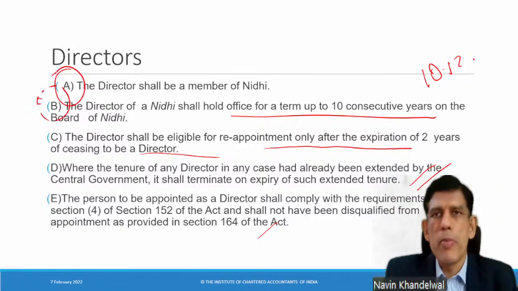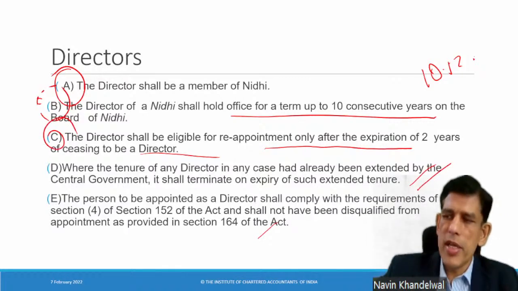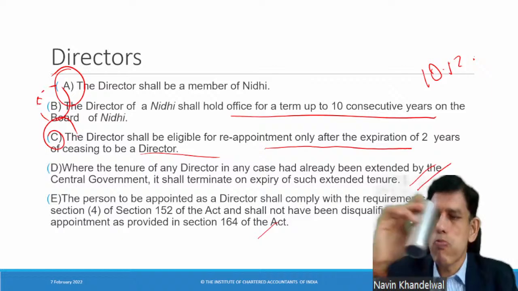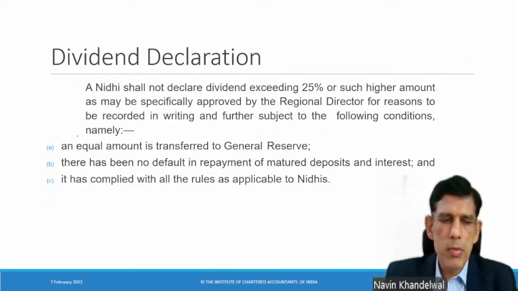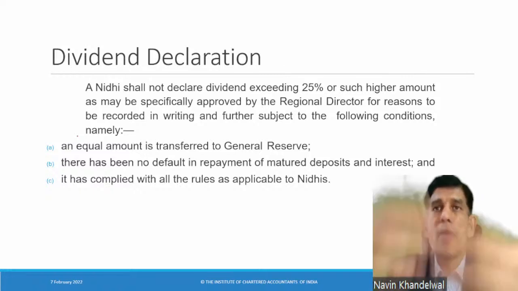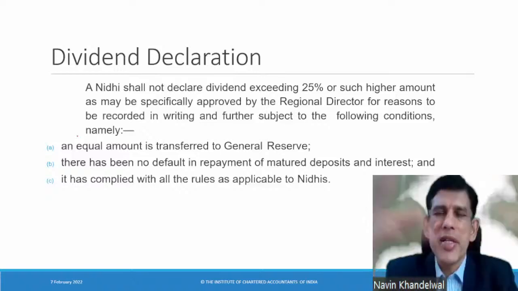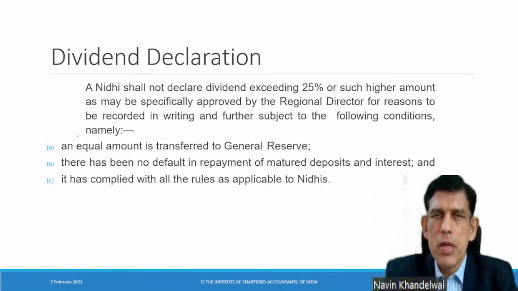This is important. He should be a member of Nidhi, and he should be eligible only for 2 years after the expiration of 10 years. So what will the many members benefit out of being a member of a Nidhi company? We understand that he has become a member. He is not opening any saving account. Neither is he taking any loan. What does he expect? So he expects dividend.